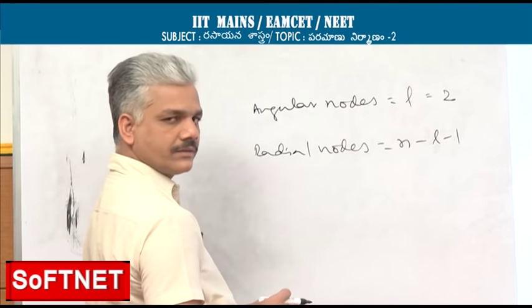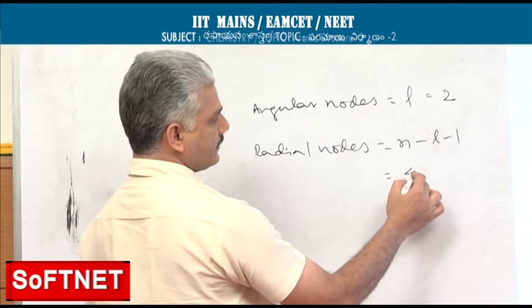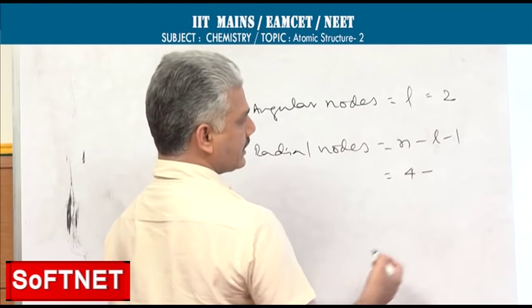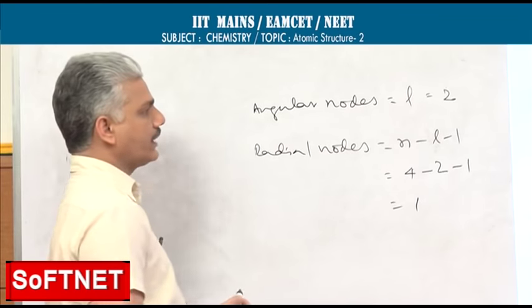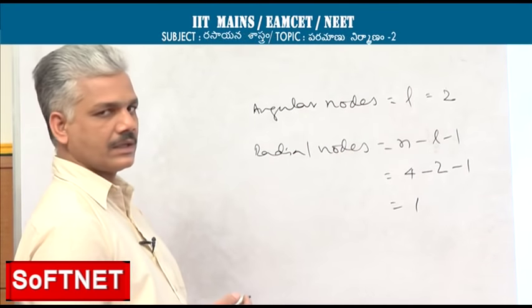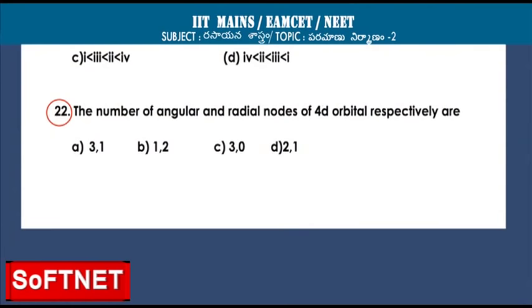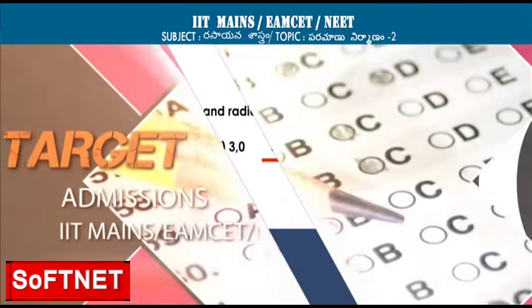Coming to calculation of radial nodes, in place of n we have to take 4 minus L value, which is 2, minus 1. So, that comes out to 1. 2, 1 is the correct set of answers. So, for this question, option D is the correct answer.